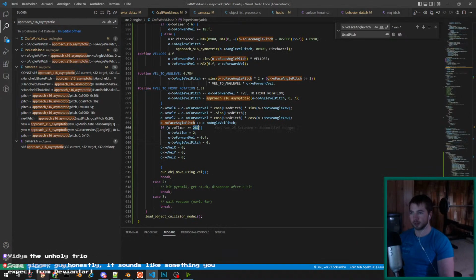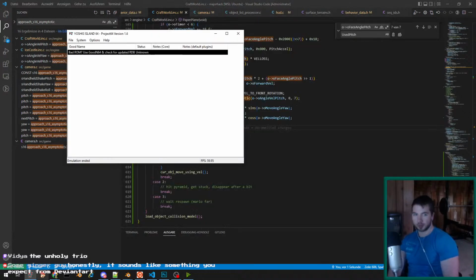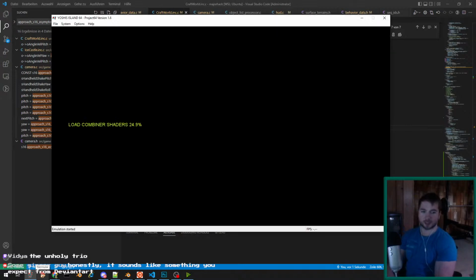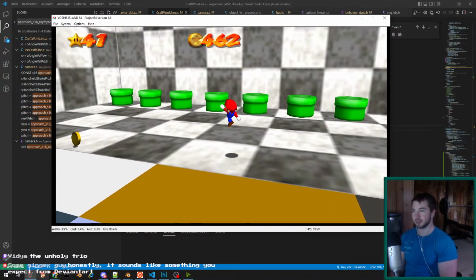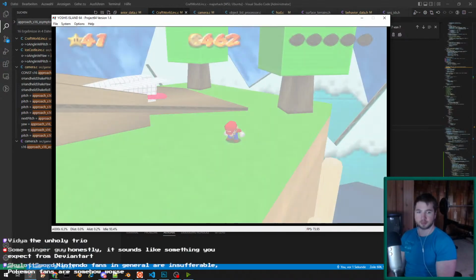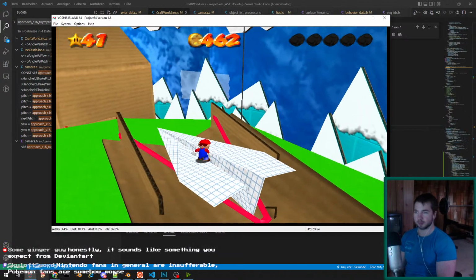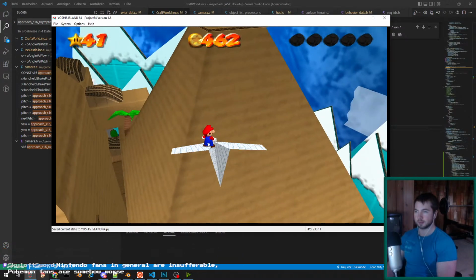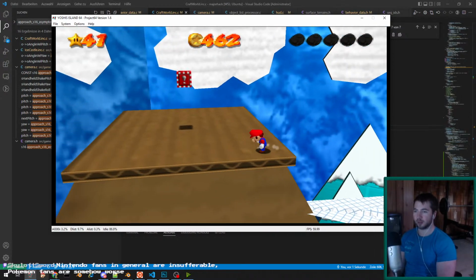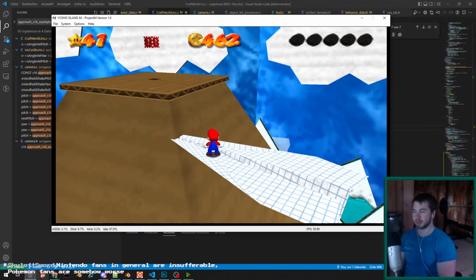Okay, we got close. I think 250 might be right. The Unholy Trio. Isn't there also the bunny Pokemon from Gen 4? Okay, we might be off by a single frame here.